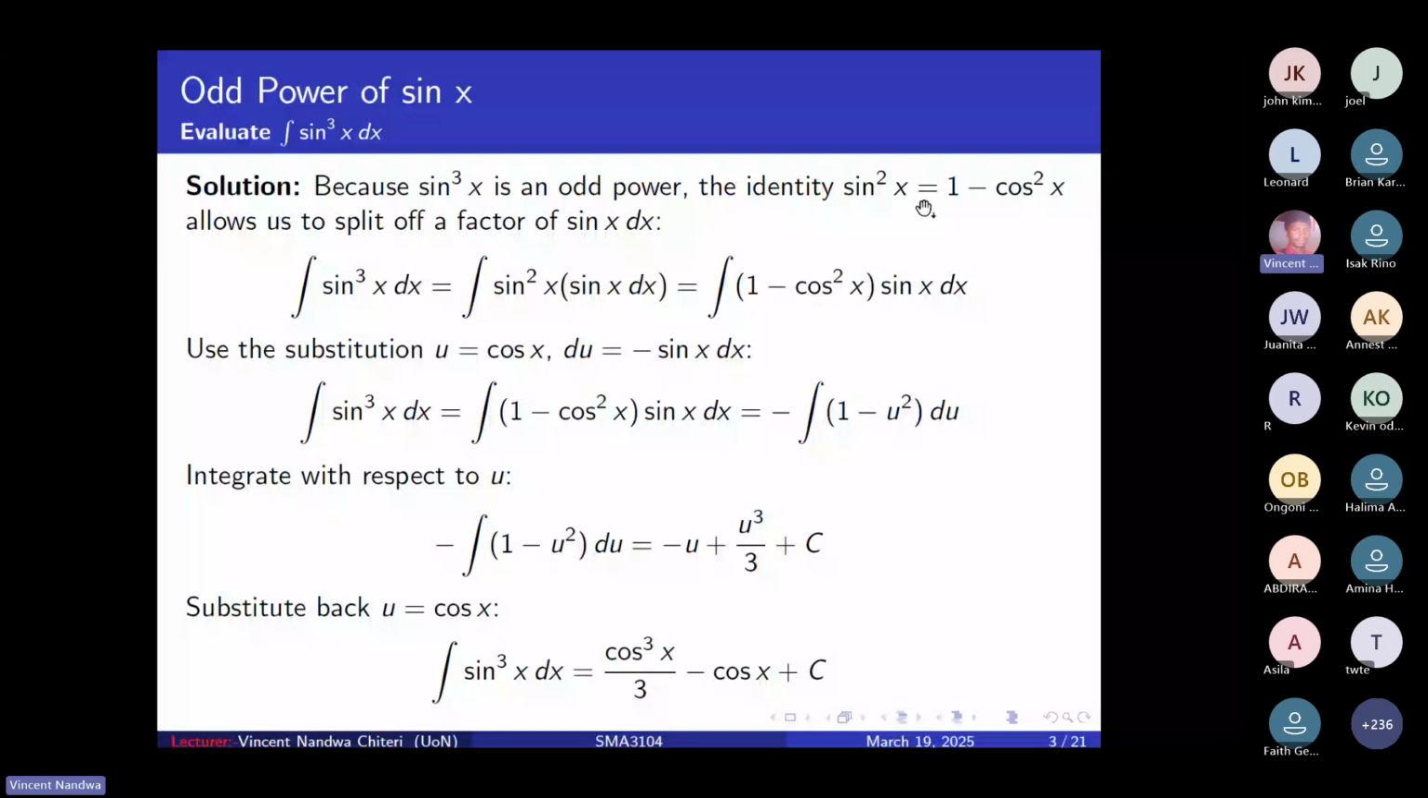With this new expression of the integrand, you make use of the substitution u equals cosine of x, because you know that when you differentiate a cos function, you get a sine function, which will cancel out with this other sine function.